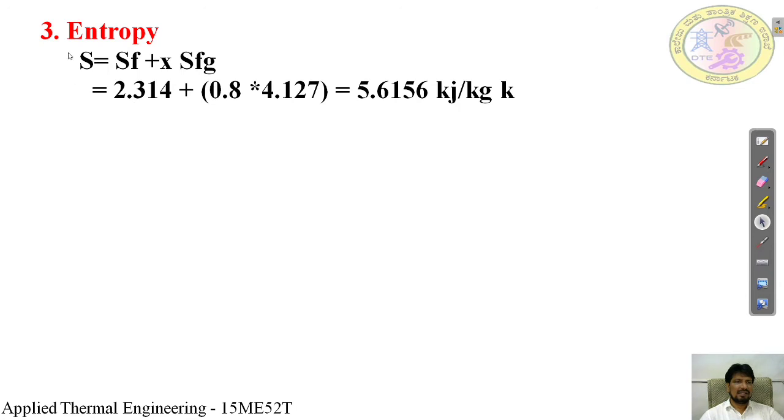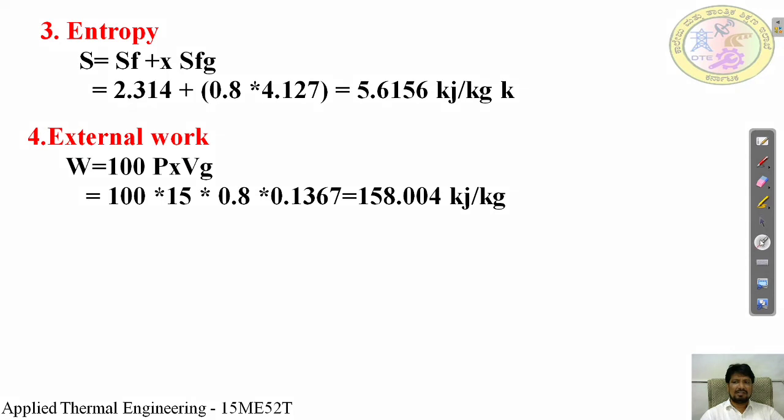Next you calculate the entropy of wet steam. We know the formula, the entropy S is equal to SF plus X into SFG. Both the values SF and SFG you note down from the steam table: 2.314 is the SF value, X is 0.8 and SFG is 4.127. Now you calculate, and finally you will get 5.6156 kilojoules per kg Kelvin. This is the entropy of wet steam.